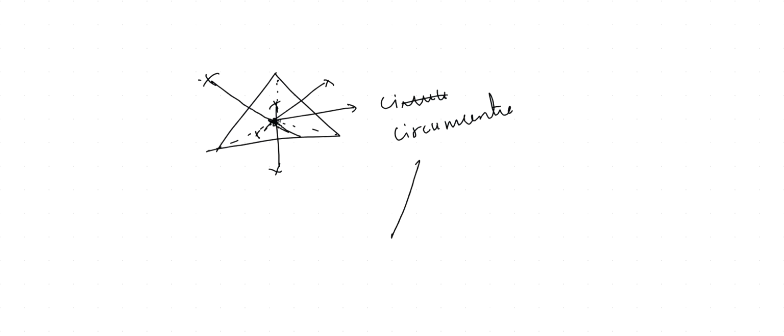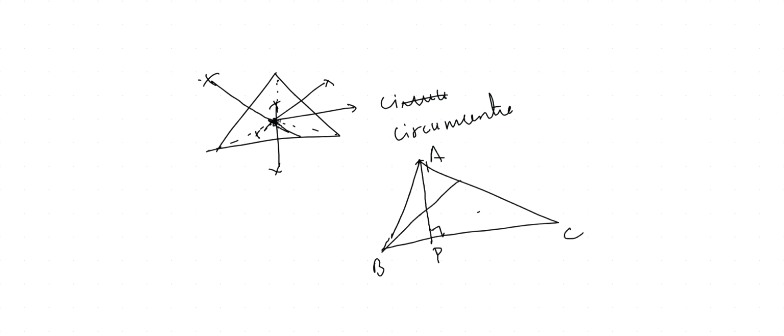Now, from any vertex, I'm just going to drop a perpendicular to the other side. I call it an altitude. If ABC is a triangle, from A I'm going to drop, let's say, AP perpendicular to BC. So AP becomes an altitude. Now, we'll have 3 altitudes, and the point where all the 3 altitudes meet is called the orthocenter. With an obtuse angle, the orthocenter will be outside. Two of the altitudes will meet outside.